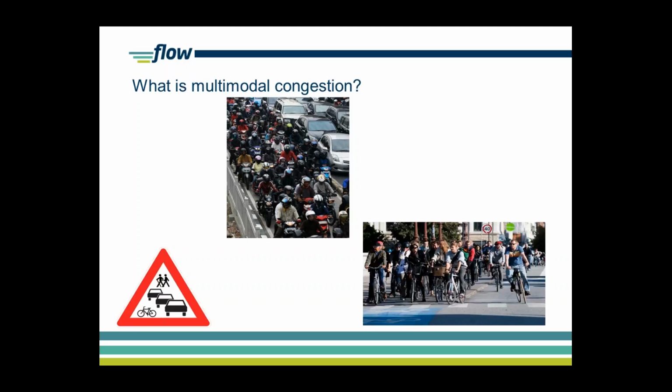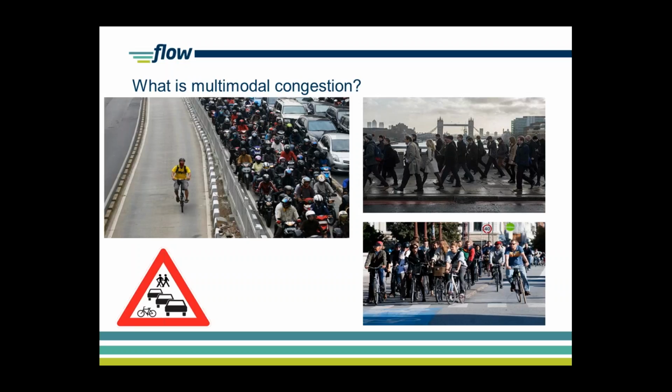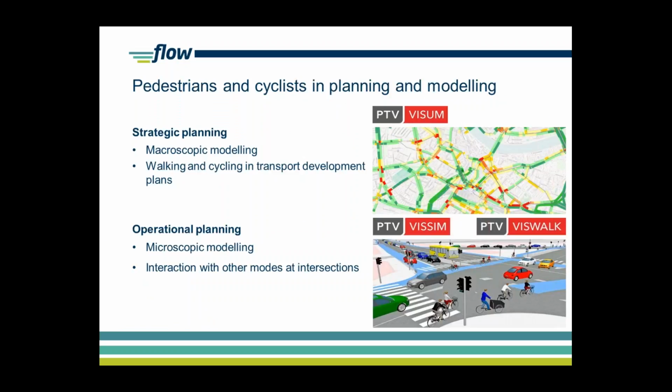Bicycle congestion, as we can see from Amsterdam, or pedestrian congestion, as this London example shows. But what about the other half of this picture, when we say there's lots of space for the cyclists, but there's congestion for the motorized vehicles? Is this congestion or is it not? These are part of the questions that we're dealing with in the FLOW project.